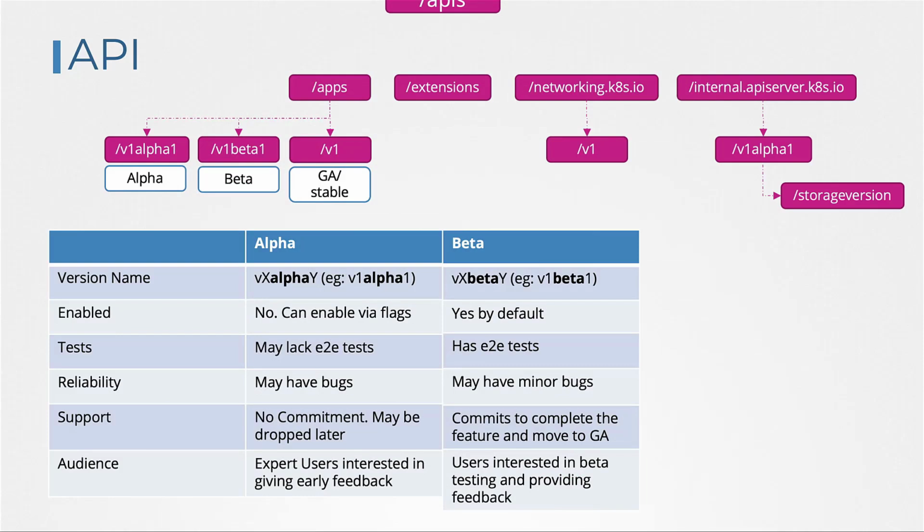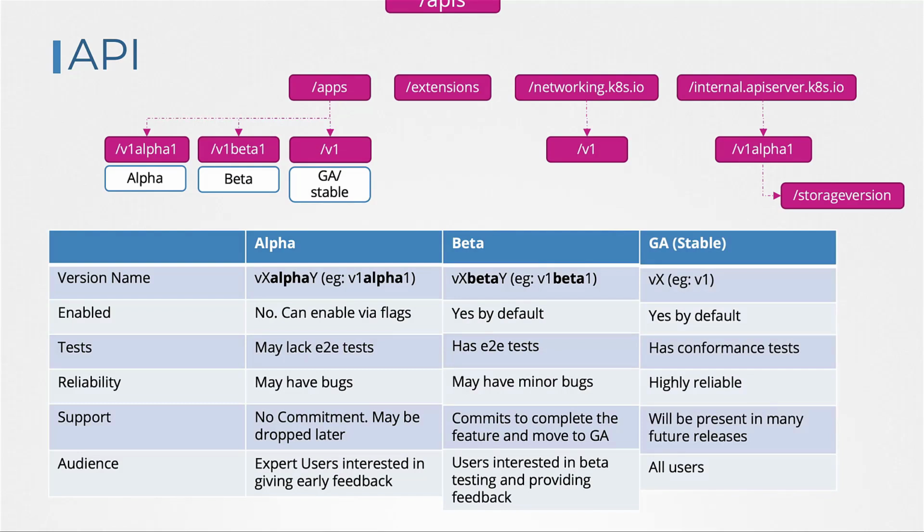Now, after being in the beta stage for a few months and a few releases, the API group moves to the GA or stable version. This is when the version number no longer has alpha or beta in it. Instead, it is just v1. And it is of course enabled by default, it is part of conformance tests and has all the tests written. Since most bugs are fixed in the alpha and beta stages, this API group is highly reliable, and it will be supported and present in many future releases to come. And of course, this is when it is available to all users.